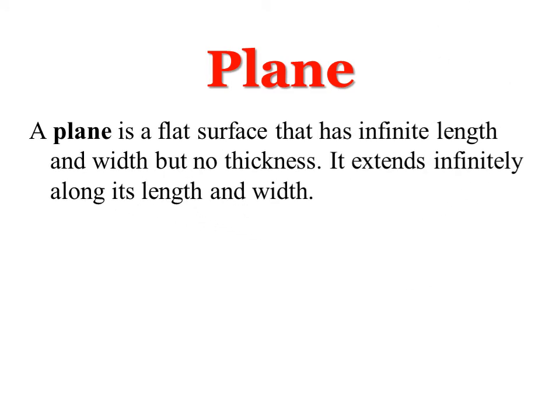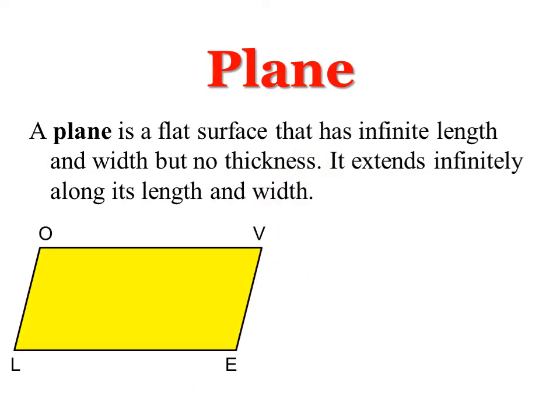It's not an airplane, huh? So it's just a plane. What is a plane? A plane is a flat figure or surface that has infinite length and width but no thickness. It extends infinitely along its length and width. So you can see there a plane. Now, in naming a plane, you can use three letters or four letters that you can see on the plane.